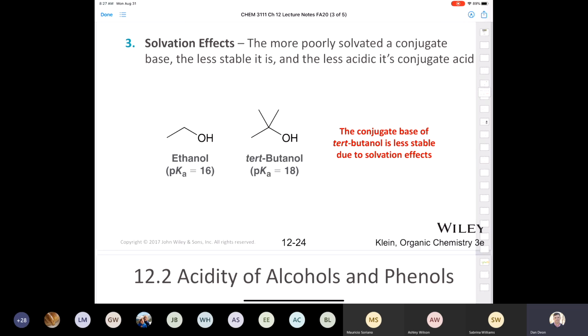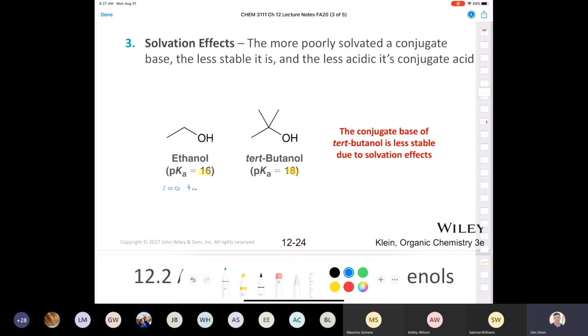And if you look at the difference in acidity between ethanol and tert-butanol, hey, there's a difference, right? Ethanol is 100 times more acidic, 10 to the power of 2, if my math is correct. Well, why the heck would that be? Look, I can't use resonance as my argument, and I can't use induction. Well, it says here it's based on something called solvation effects. It says the more poorly solvated a conjugate base, the less stable it is and the less acidic its conjugate acid is, okay? So the difference is based on the solvation of the conjugate base.